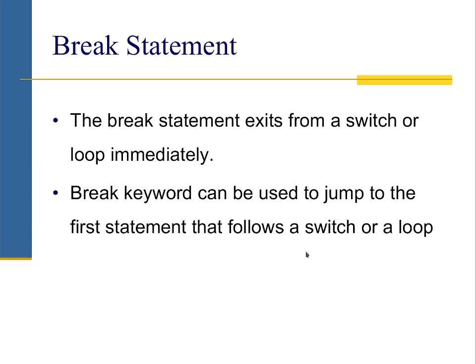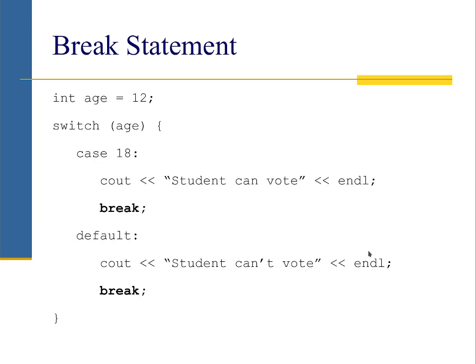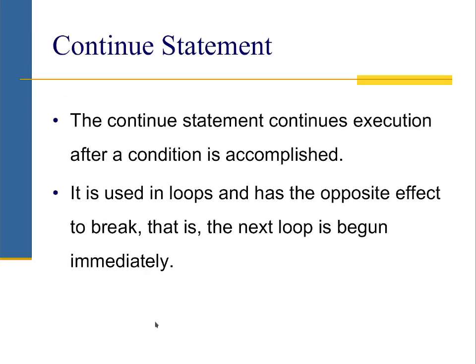Break statement. The break statement exits from a switch or loop immediately. The break keyword can be used to jump to the first statement that follows a switch or a loop. Basically, wherever you use break, you are telling it to exit from something. So let's say you are running a for statement and you include break. You're actually telling the compiler that immediately it reads that portion, it should exit from the for statement. Just like how it has been used here. If this is true and this is happening, after it prints out, it should exit from this and come to the main function, the main code.